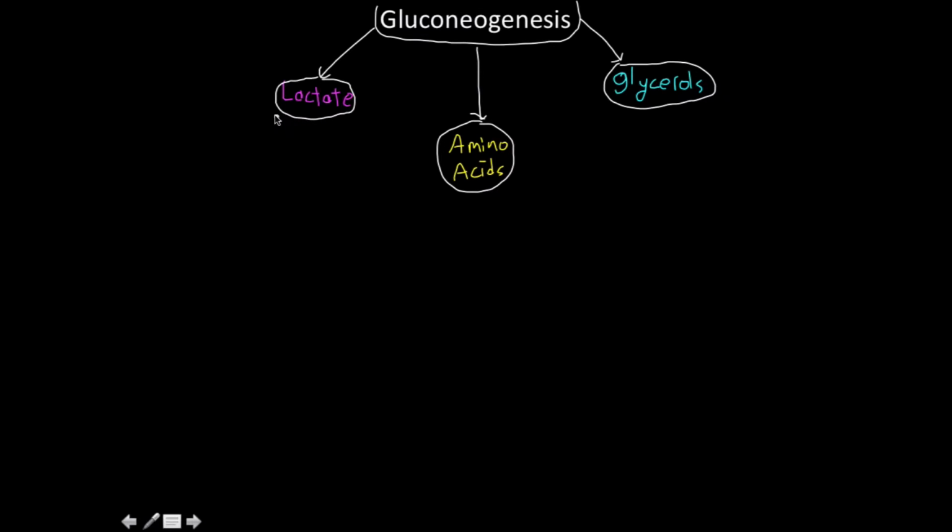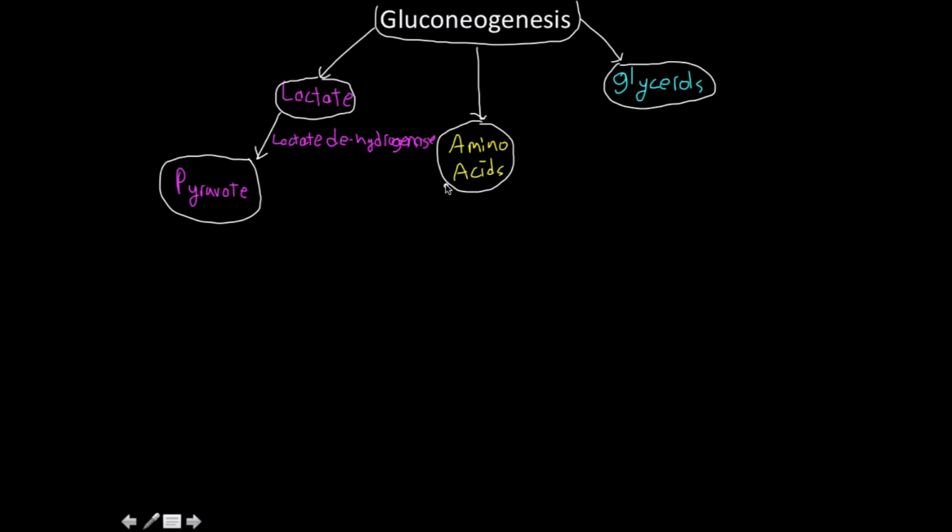Lactate is converted into the gluconeogenesis pathway via the use of lactate dehydrogenase, which converts it to pyruvate. Lactate dehydrogenase reacts to give us pyruvate. That's nothing new. At least in this context, we're familiar with that already.